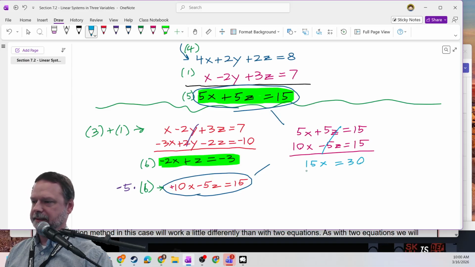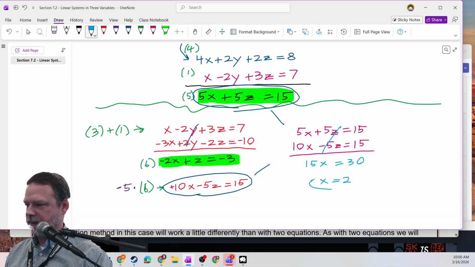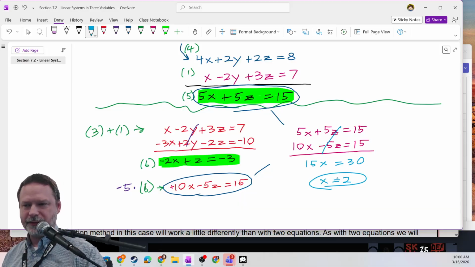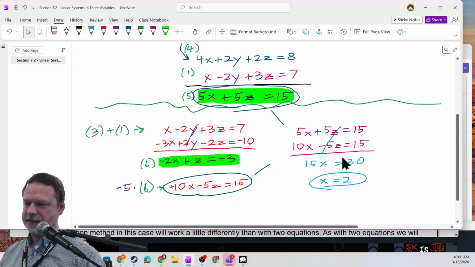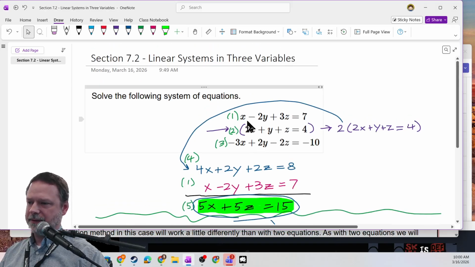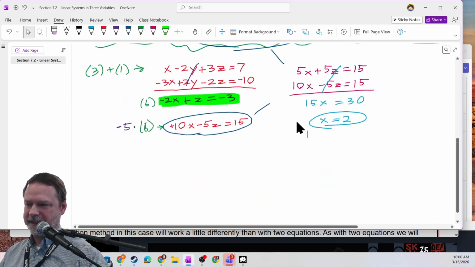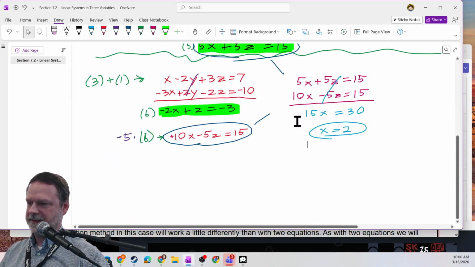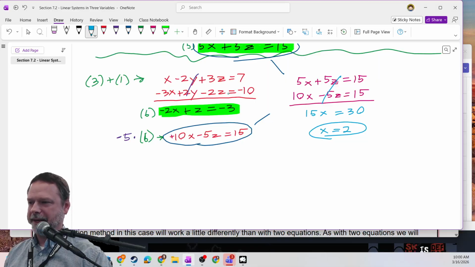Well, that's easy. Divide both sides by 15. I get x equals 2. I know my solution for my system. If there's a solution, the x is going to be 2 in each of these. If x is 2, there's some y and some z that's going to make all of these true, if there is a solution to the system. Okay, great. Now I got x is 2.